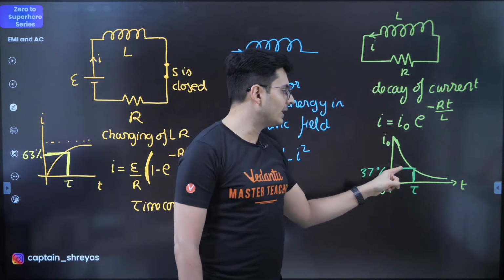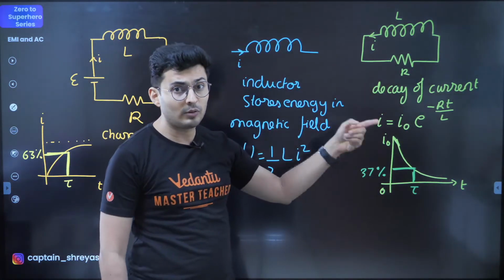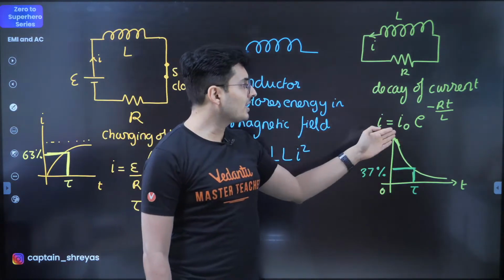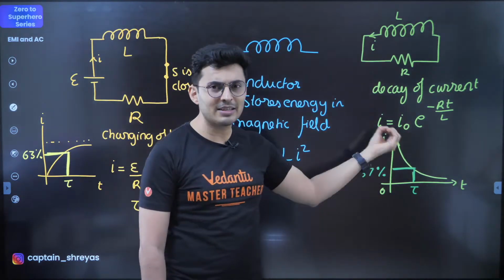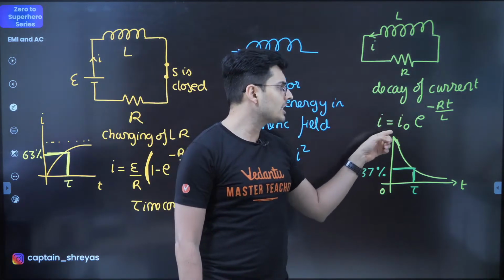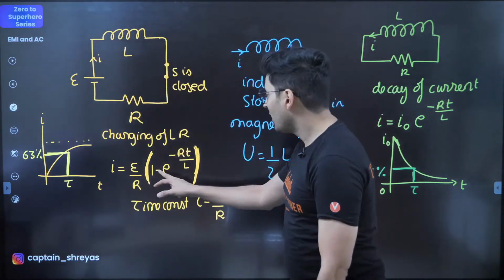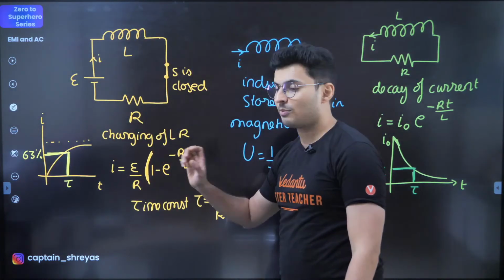That's why the graph of current versus time comes out like this, very similar to the discharging graph of a capacitor. The function while decaying is much simpler, very similar to a capacitor decaying. So the final current is the initial current into e to the power minus RT by L. This 1 minus is not there, it is just e to the power minus RT by L.